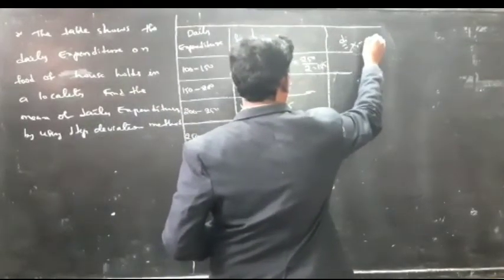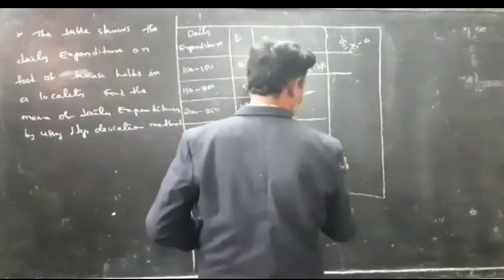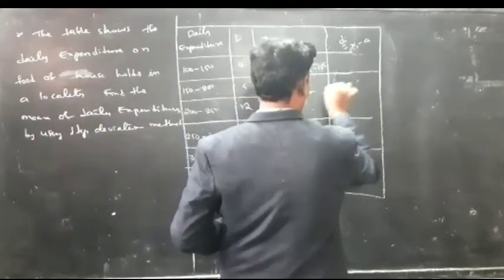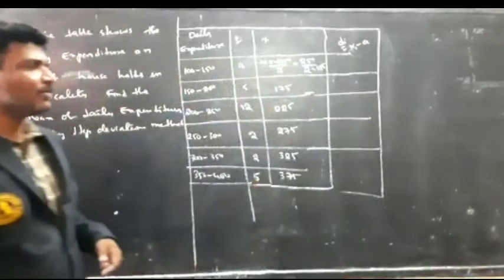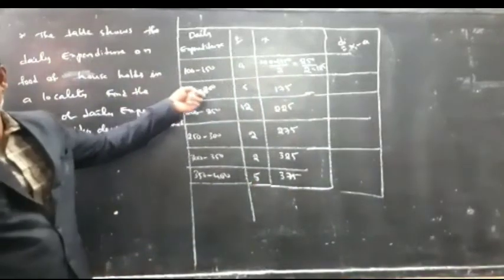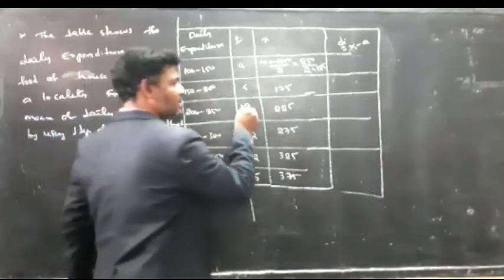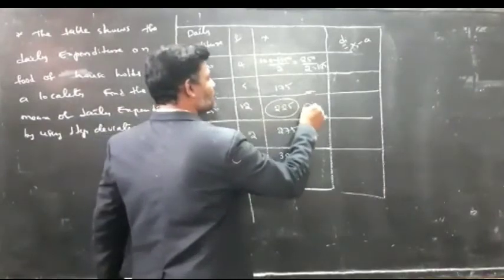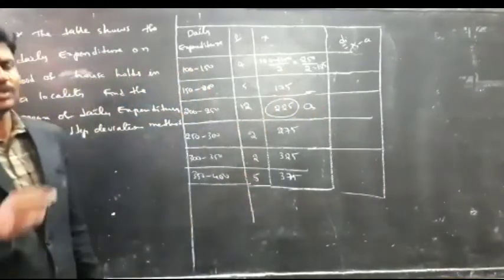Next, di is equal to xi minus a. What is the value of di? xi minus a, where a means assumed mean. So in the frequency column, what is the highest frequency? 12 is the highest frequency. 225 I am taking as the assumed mean.